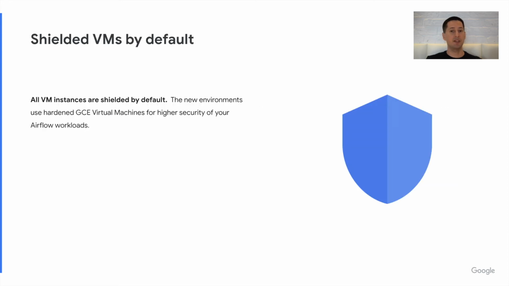Even though GCE instances used by Cloud Composer are no longer visible in the Cloud Console or the invoice, they are still in use to run workers, schedulers, and the web server. All GCE instances used by Cloud Composer 2 are shielded, and so they come with additional security hardening.